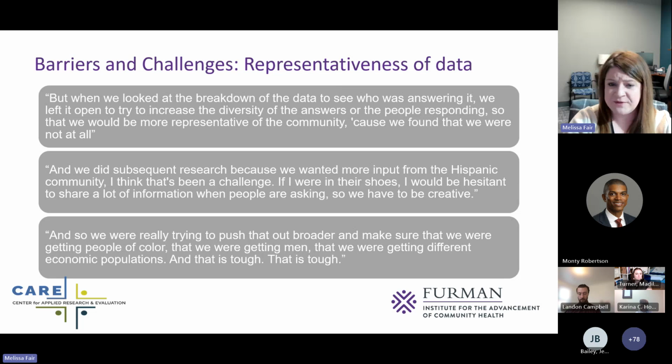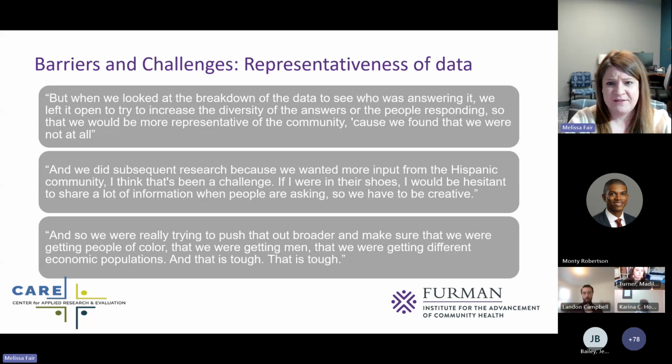Another thing that we saw that was a common theme across all of the health systems was representativeness of data and concerns about how to get data that was representative. When I talk about representative, I mean, does the data represent the community that you're collecting the data from? So does your CHNA data look like a microcosm of the community that you're in, whether that's by race, ethnicity, gender, age diversity, economic diversity, educational diversity.